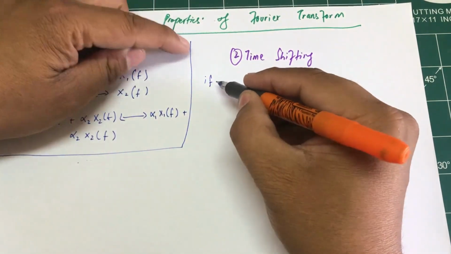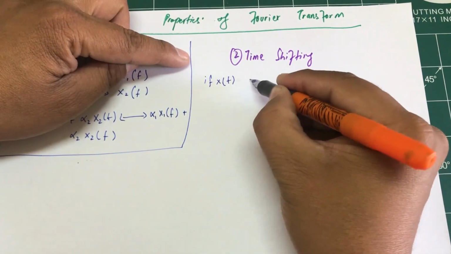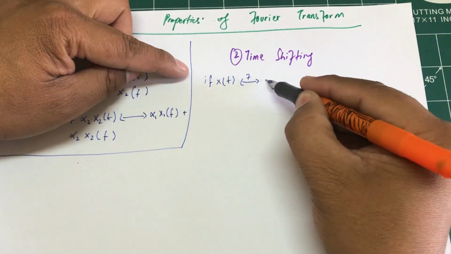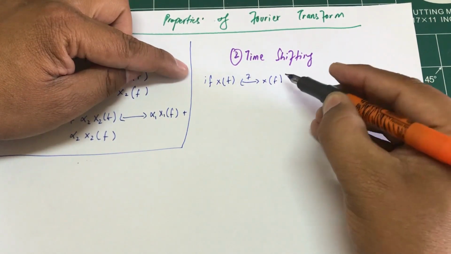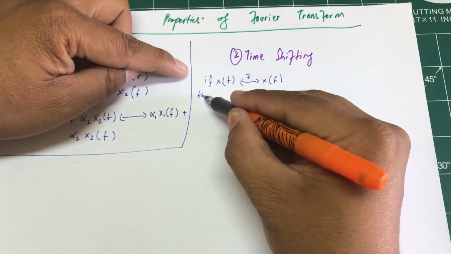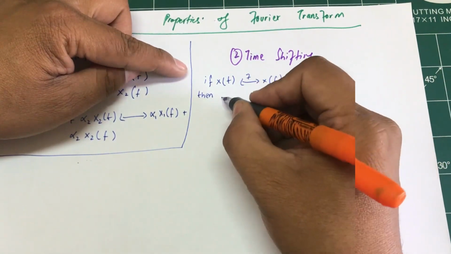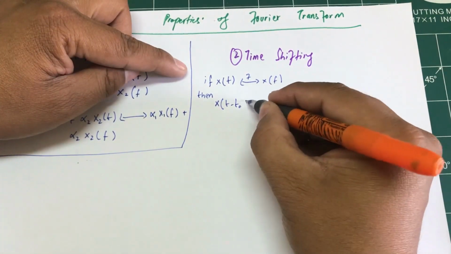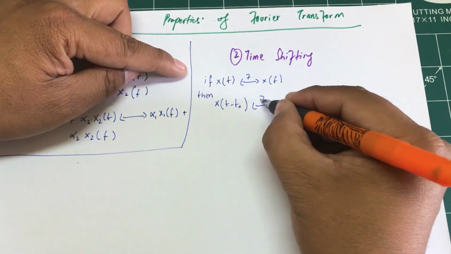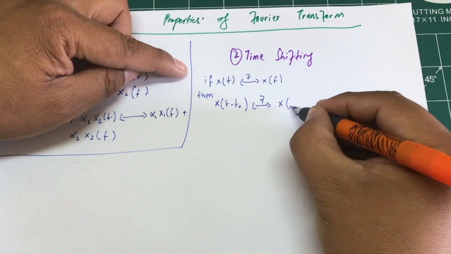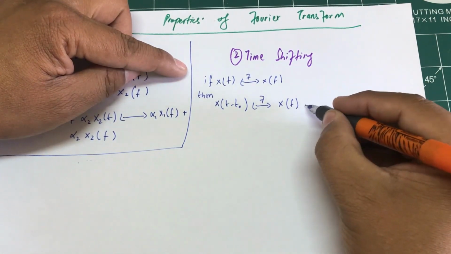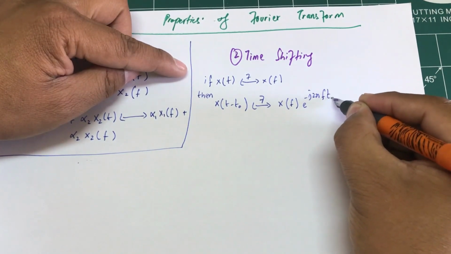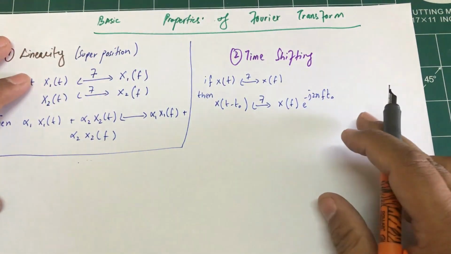If I have a function x of t, definitely the Fourier transform of this function is x of f. Then x of t minus t naught, what would be the Fourier transform of this? This is going to be x of f times e to the negative j 2 pi f t naught.